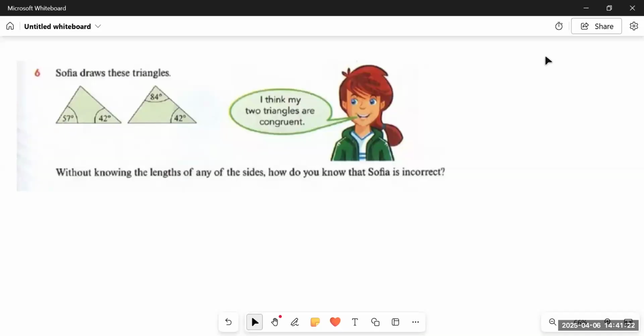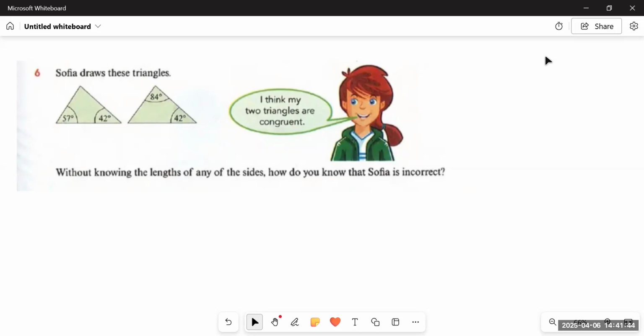Now the next question, question number 6: Sophia draws these triangles. There are two triangles she has drawn, having two angles in triangle 1 and again two different angles in triangle 2. Sophia says, I think my two triangles are congruent. Without knowing the length of any of the sides, how do you know that Sophia is incorrect?